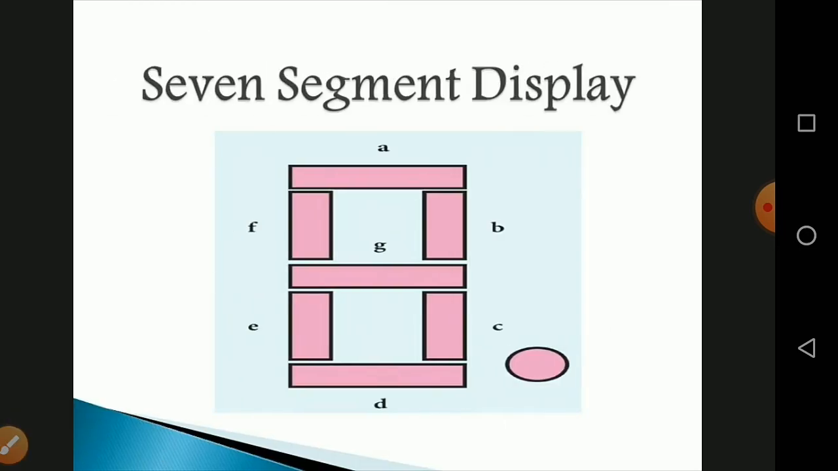Next one is the 7-segment display. The 7-segment display is a display device used to give an output in the form of numbers or text. It is used in digital meters, digital clocks, and microwave ovens. It consists of 7 segments of LEDs in the form of the digit 8. These 7 LEDs are named A, B, C, D, E, F, and G. And an extra 8th LED is used to display a dot.